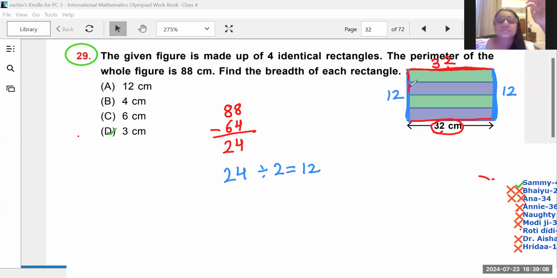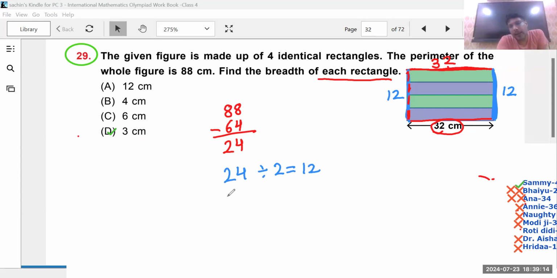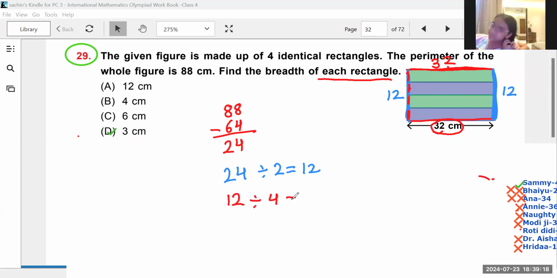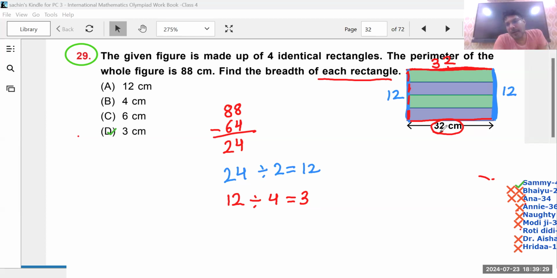Now this 12 again will be divided into 4 parts, because they have asked the breadth of each small rectangle. My mistake was I didn't read. So 12 divided by 4 gives me 3. I did not read 'each'. So should I explain this question again? I'll explain it one more time.